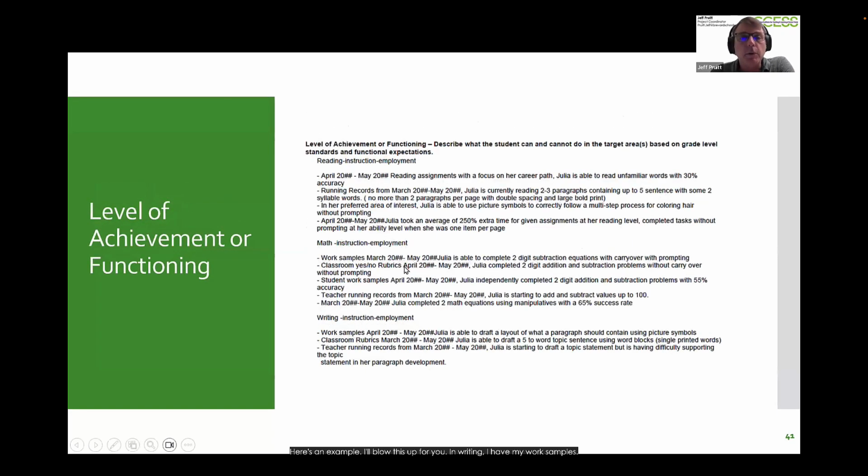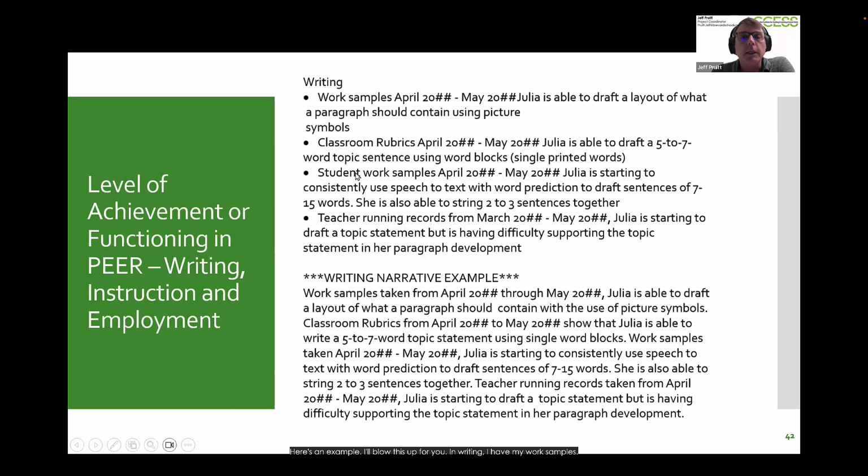Here's an example. I'll blow this up for you. In writing, I have my work samples, classroom rubric, student work samples, and teacher running record. That's another way of saying teacher observation. And then here it is in the narrative.